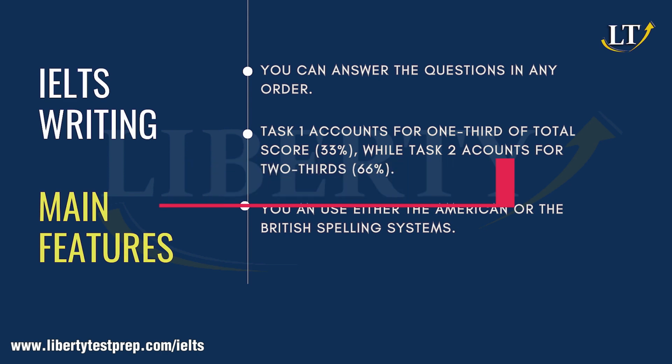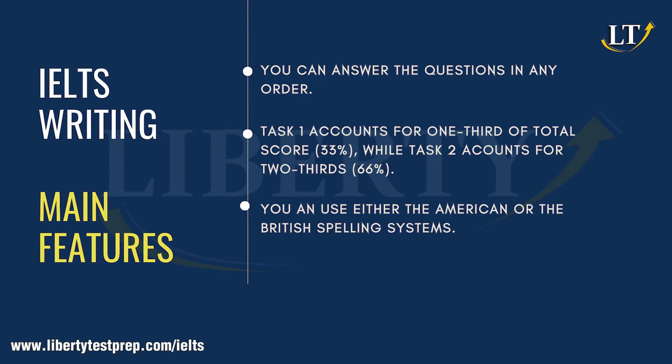So first, you can answer the questions in any order, which means you have 2 tasks, 2 questions. You can answer them in any order. Actually, there's only one time limit for both of them. So they give you 60 minutes and you can choose how to distribute it. Okay. We recommend that you spend 20 minutes on the first task and 40 on the second one.